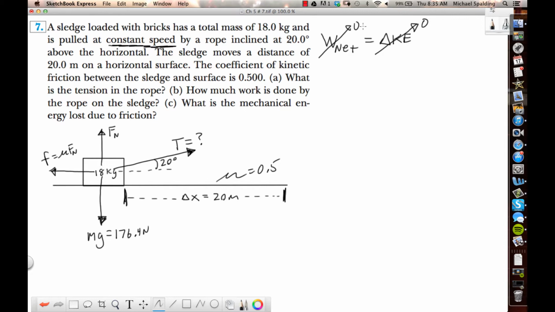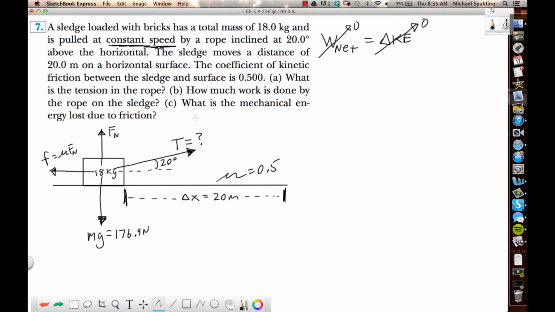Well, how is the net work going to be 0? The net work is going to be 0 because why? How many forces are doing work on this object? Is the normal force doing work? No. Why is the normal force not doing work? Because it's perpendicular to the motion. Forces perpendicular to the motion don't do any work. Is mg doing any work? No, it's perpendicular to the motion.